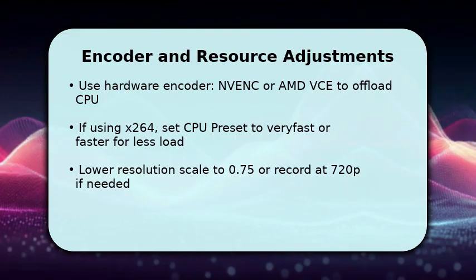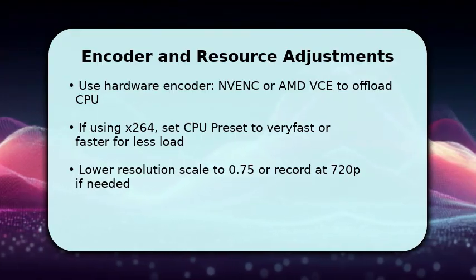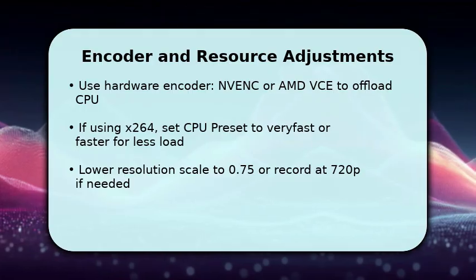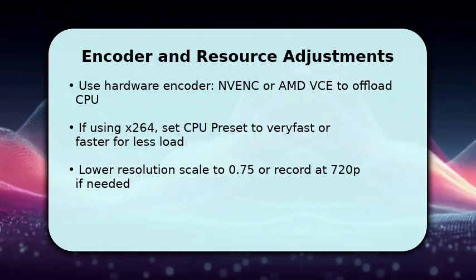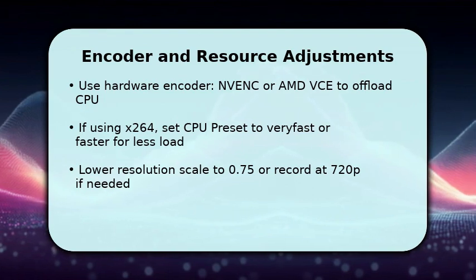Also, scale the base resolution to 3/4 or record at 720p when frame drops persist. Doing so reduces GPU render time while preserving smoother frame pace.